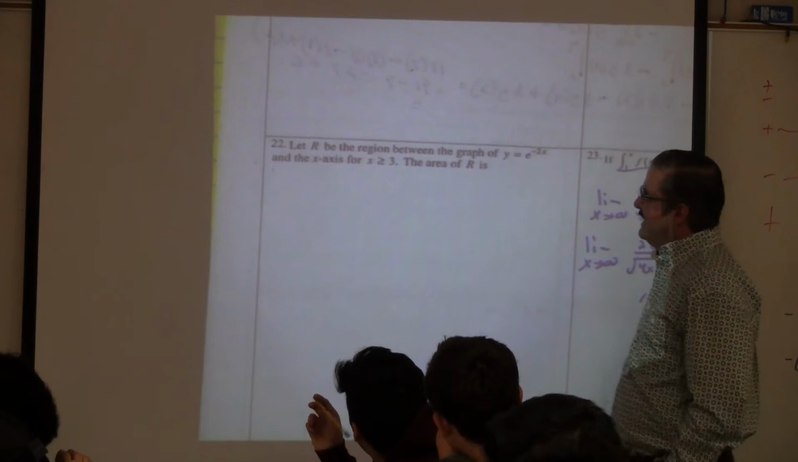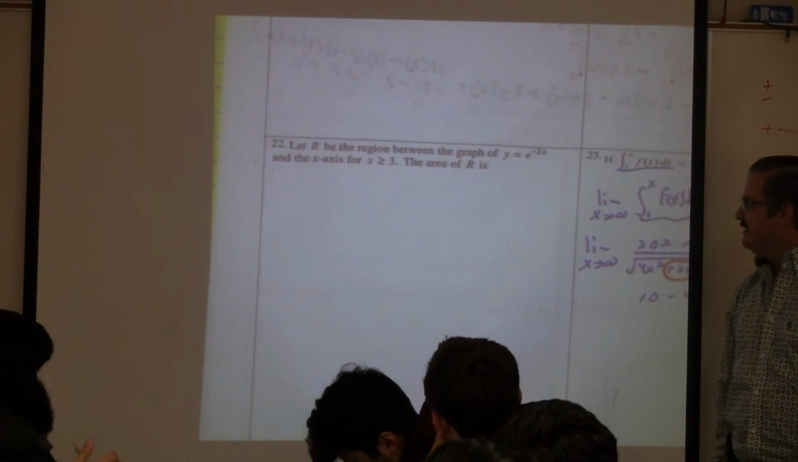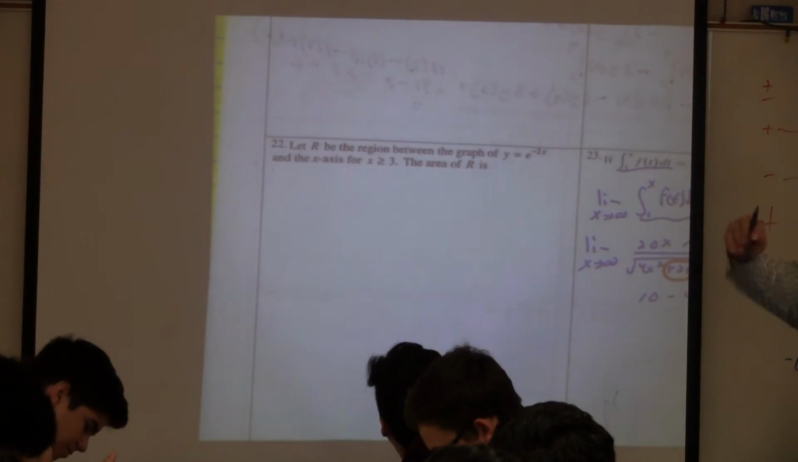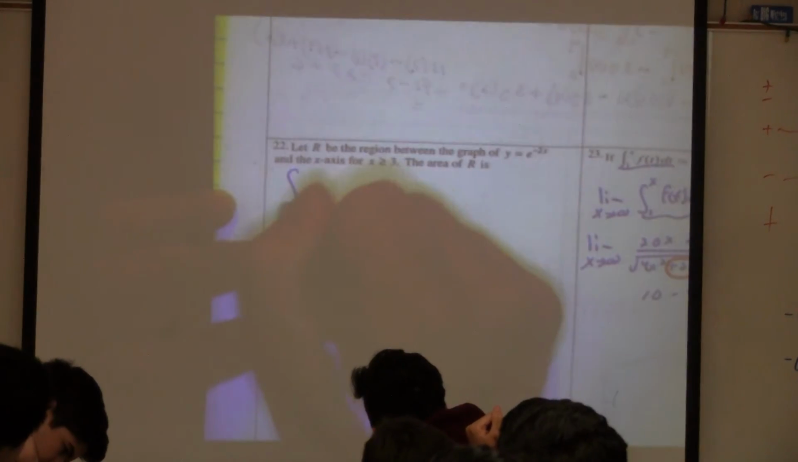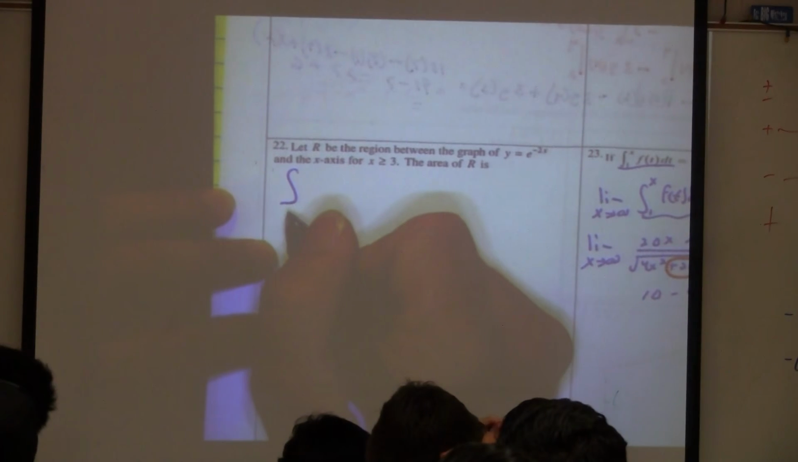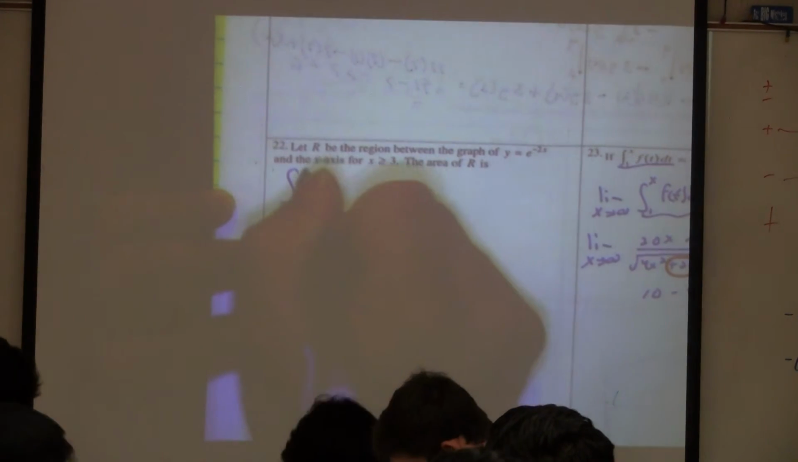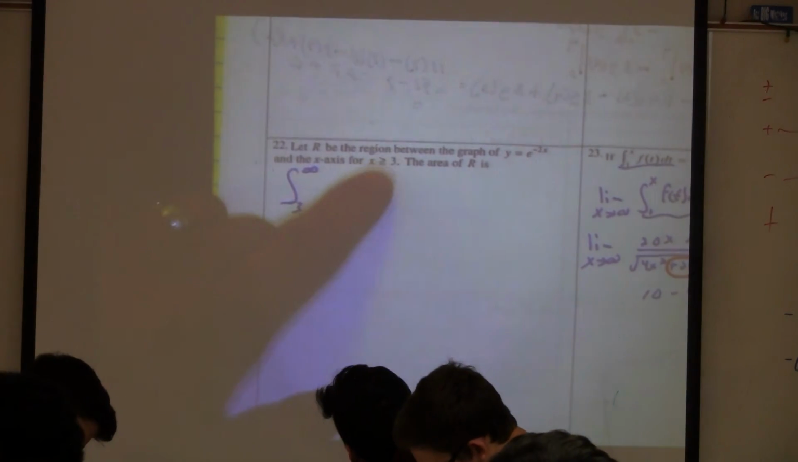negative 2x and the x-axis for all the x's greater than or equal to 3. The area of R is what? So how would I calculate that area? Set up an integral, very good. So it's going to be the integral from where to where? From 3 to infinity, right? How did I know it was from 3 to infinity? Because it's from x greater than or equal to 3.